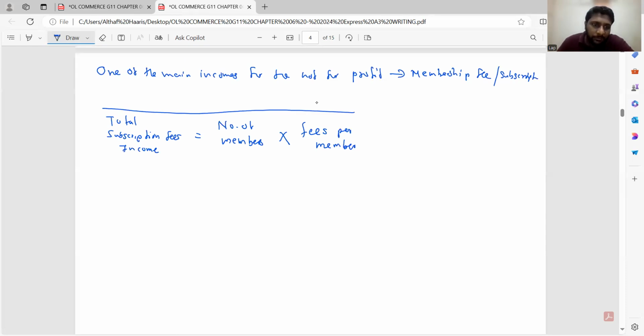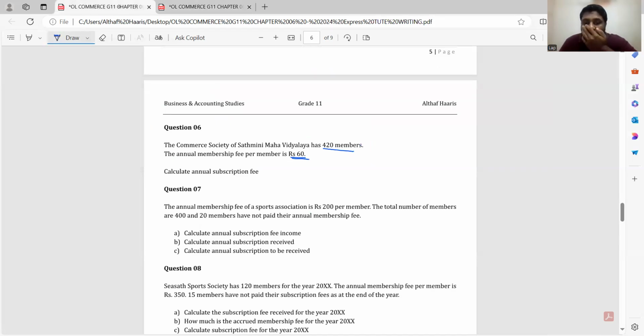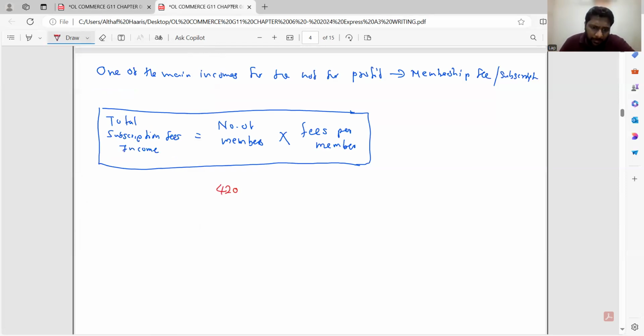Very simple. Number of members into fees per member. So here in the Commerce Society, how many members are there? 420 members are there. From each member, they are charging 60 rupees. Then 420 into 60 means how much, people? 2,520. Can you all confirm it? I'm doing mental calculations, people. I might make mistakes, so you calculate and tell me, is that correct?